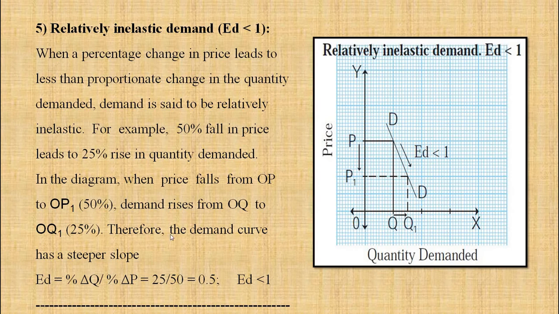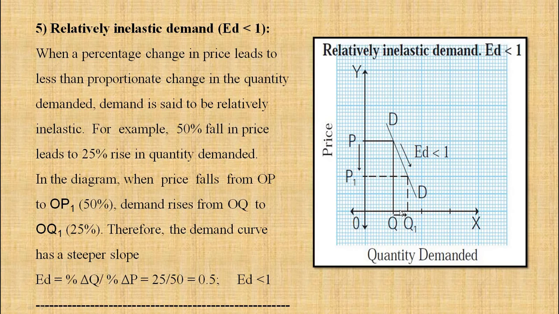Now look at the diagram. OP is the original price, OQ is the original demand. Price falls to OP1, demand rises to OQ1. So change in price is more and change in demand is less. This is called relatively inelastic demand, which is less than 1. And diagrammatically it has a steep slope. Change in price is more, change in demand is less.